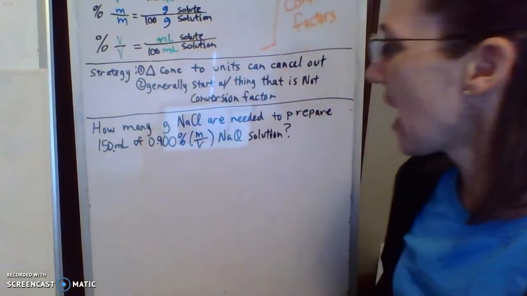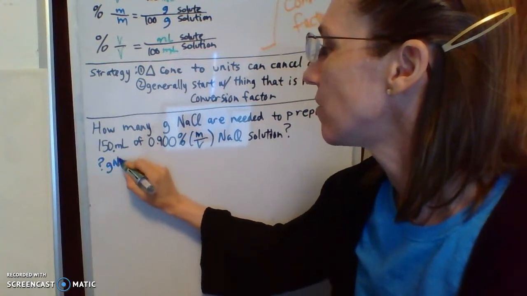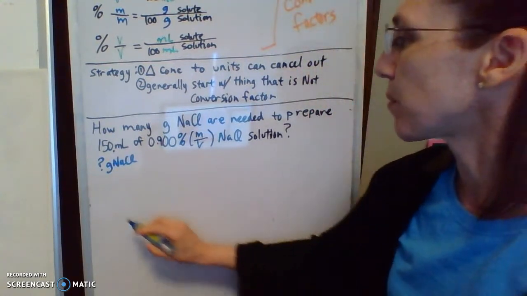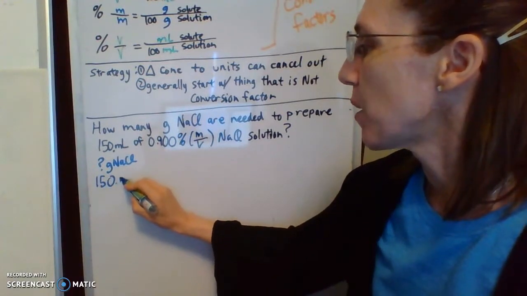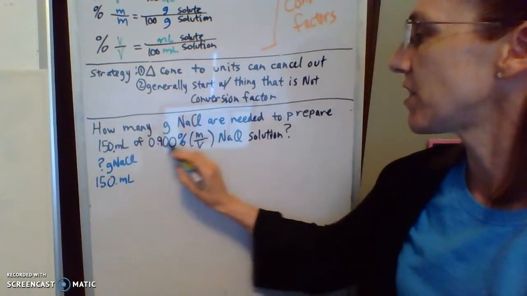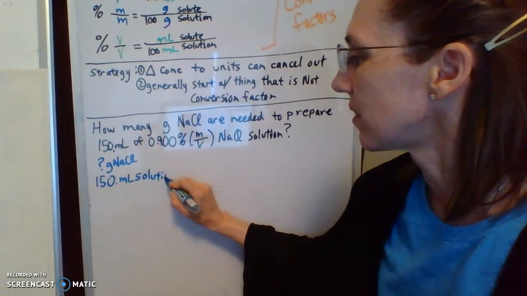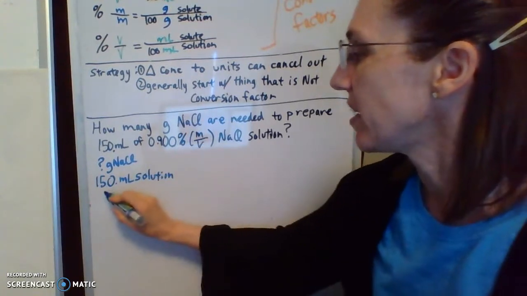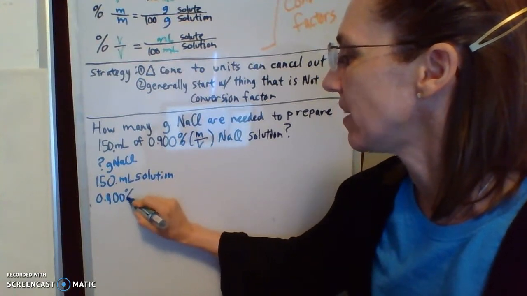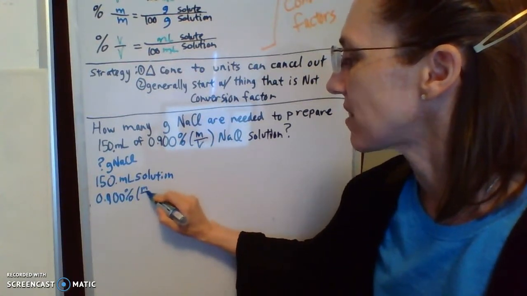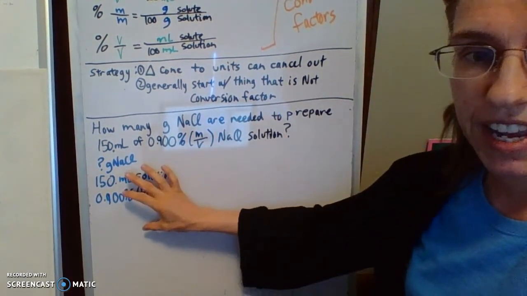This problem reads, how many grams of sodium chloride are needed to prepare 150 milliliters of this solution. So this is milliliters of solution. Now the solution happens to be 0.900% mass to volume. Okay, so I've pulled out all the information I can out there.